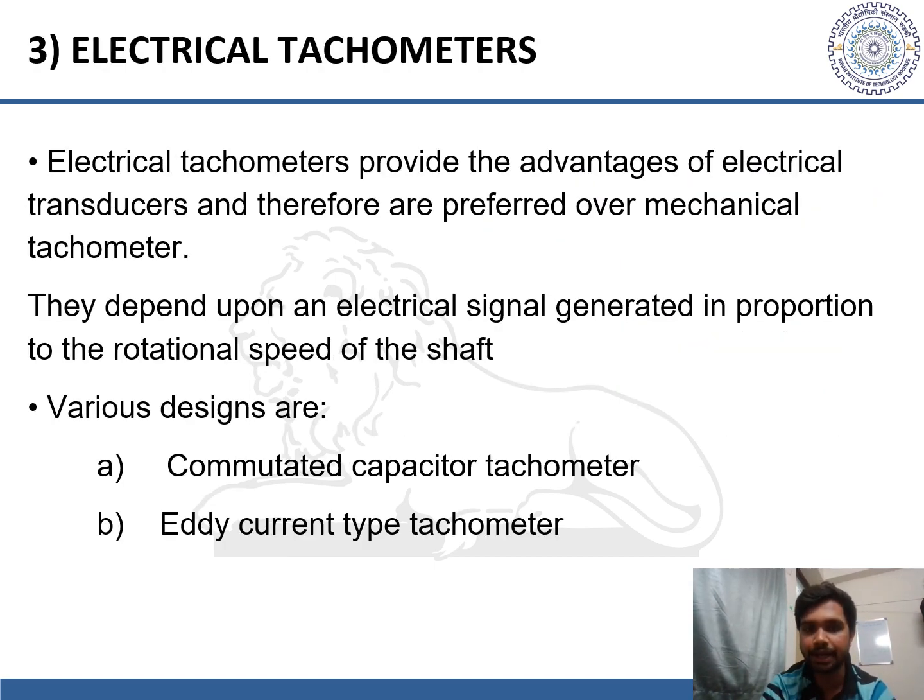Now let's go through the electrical tachometers. Electrical tachometers provide the advantages of electrical transducers and therefore are preferred over the mechanical tachometers. They depend upon an electrical signal which is generated in proportion to the rotational speed of the shaft. The various designs of electrical tachometers are: number one, the commutated capacitor tachometer, which is based on alternately charging and discharging a capacitor that is controlled by the speed of the rotating member; and number two, the eddy current type tachometer.